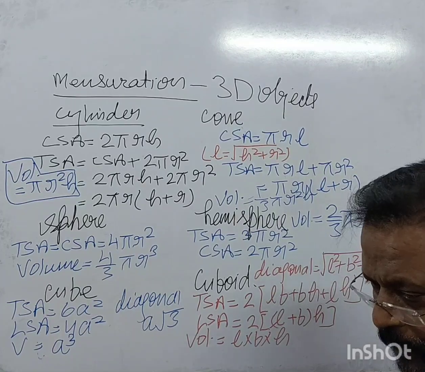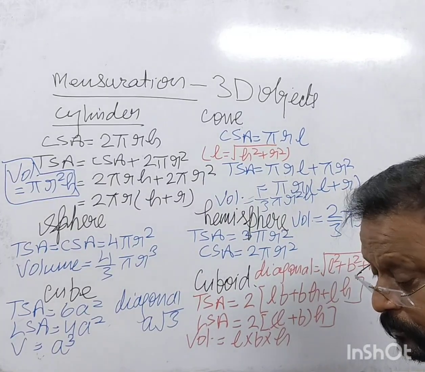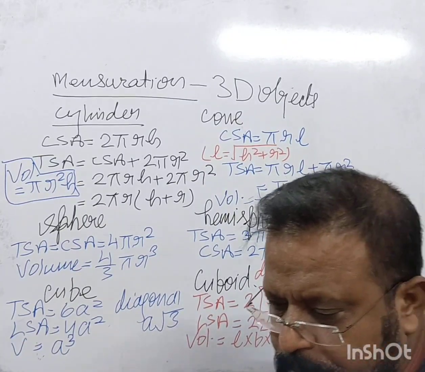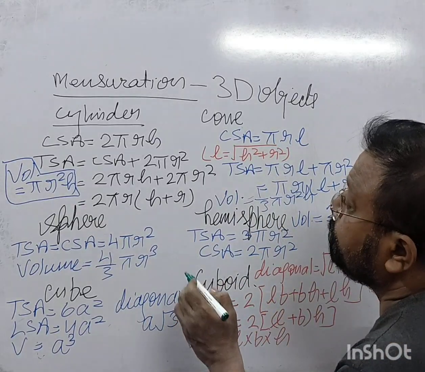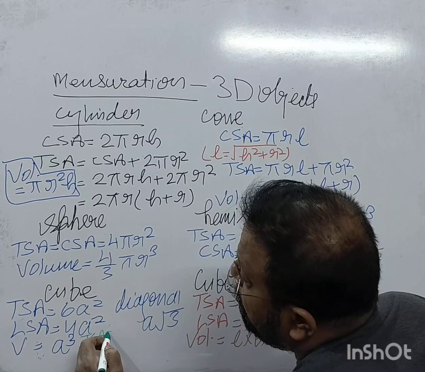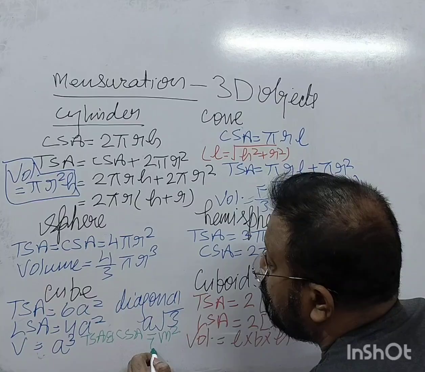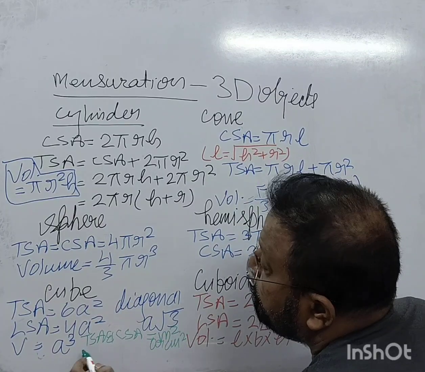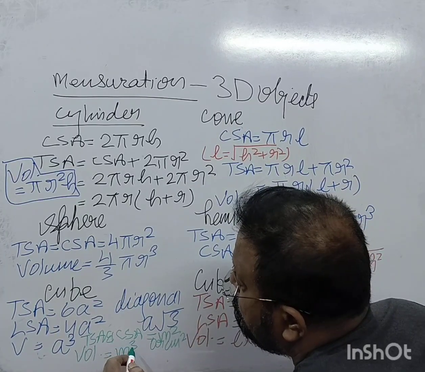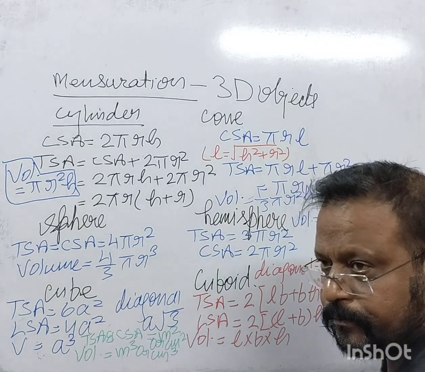Always keep in mind that TSA and CSA are always in meter square or centimeter square, and volume is also in meter cube or centimeter cube. You get this?